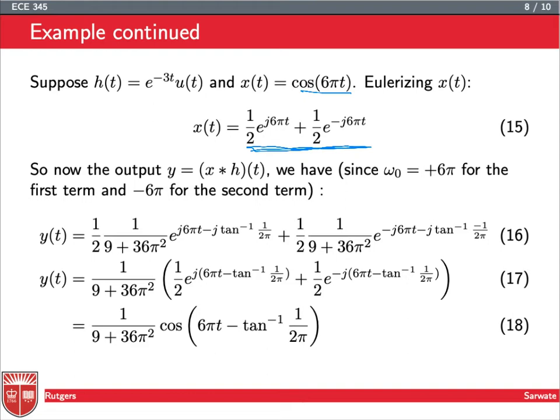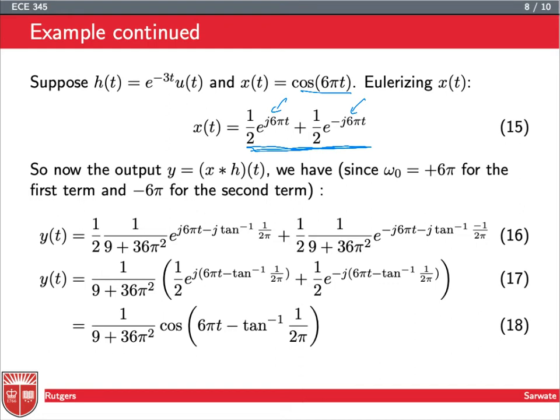So now we're going to convolve the output. Because convolution is a linear operation, convolving x with h is the same as convolving the first term with h and the second term with h. The first term has a frequency omega naught of plus 6 pi, and the second one has minus 6 pi. So we can plug into our formula from the previous slide.